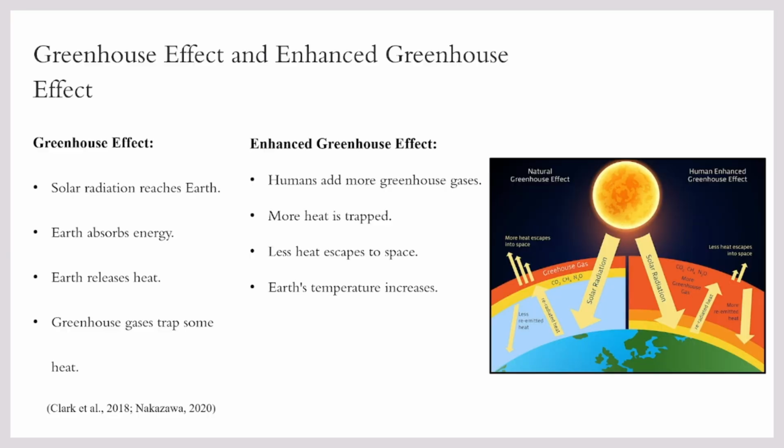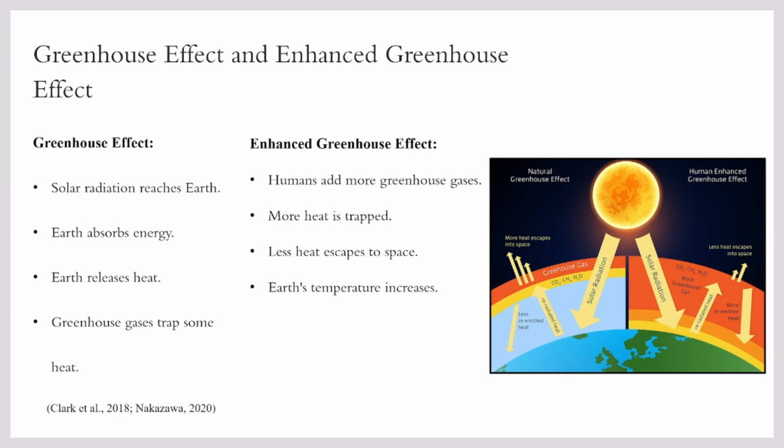The greenhouse effect is a natural process and is necessary for the earth to sustain life on our planet. It begins when solar radiation from the sun reaches Earth's surface. The Earth absorbs some of this energy, which warms the planet. As the Earth warms, it releases heat back toward the atmosphere. Greenhouse gases such as carbon dioxide, methane, and water vapor trap some of the heat and prevent it from escaping into space. This natural process helps keep Earth's temperature warm enough for plants, animals, and humans to survive. Without the greenhouse effect, Earth would be much colder and life as we know it would not be possible.